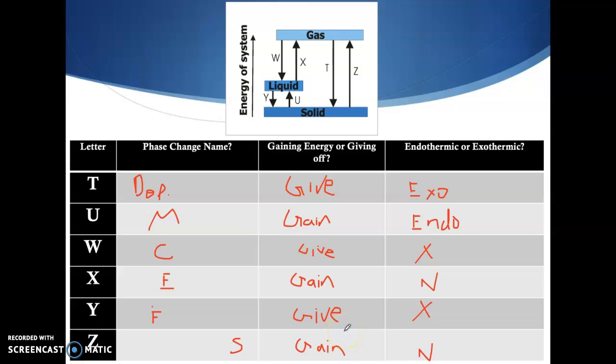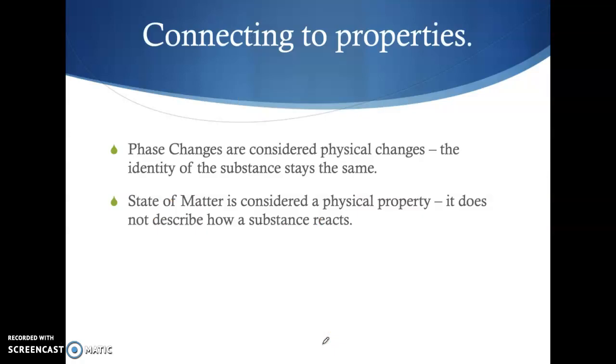Do my particles move slower or faster at the end? And notice every time I went up, I had to increase my motion. So like letter Z, I had to increase my motion, so I had to gain energy. That's endothermic. So let's connect that back to properties. So phase changes are considered physical changes because the identity of the substance stays the same. Imagine you melt an ice cube, it's both water on both sides.